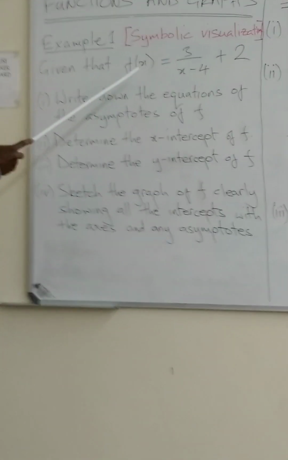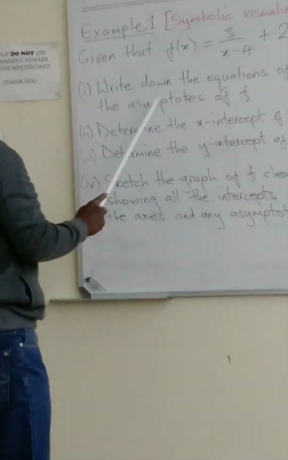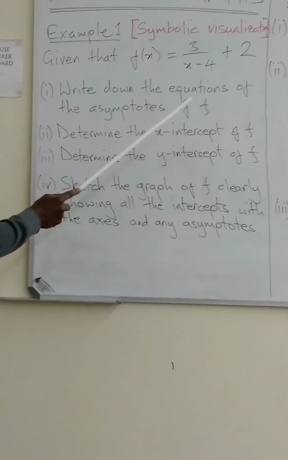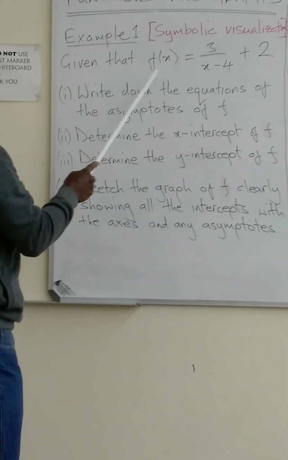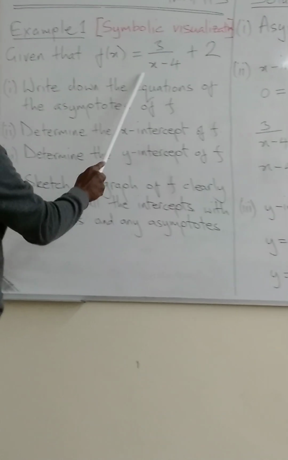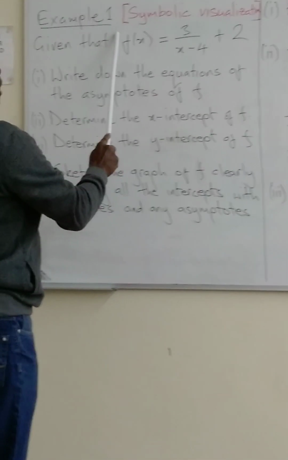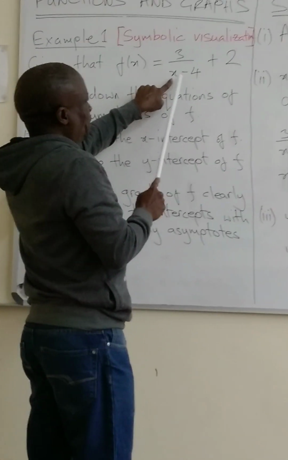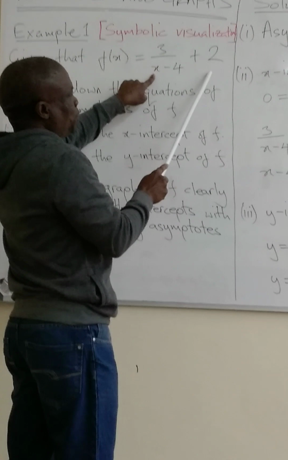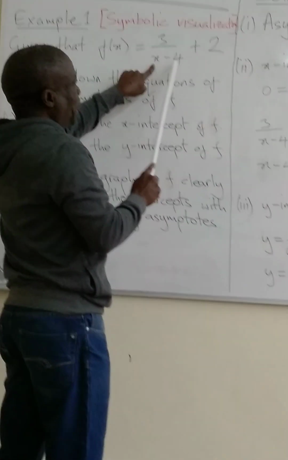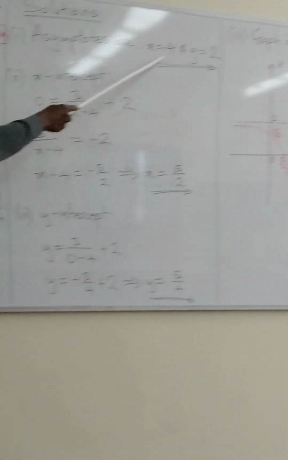Right. f of x is equal to 3 over x minus 4 plus 2, to determine the equation of the asymptote. From our previous workshop, you remember that Mr. Mchingizane indicated we can, from the given function in symbolic form, derive our equations of asymptote by looking at the denominator x minus 4, then if we equal it to 0, x minus 4 equal to 0, when you take the minus 4 across, you get x is equal to 4, which is the x asymptote.